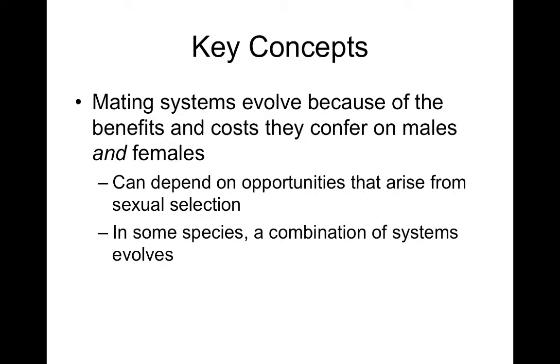All right, so these systems are in flux. They can evolve because of the benefits and costs they confer on both males and females, and they depend on the opportunities that arise from both sexual selection and the underlying ecology of the species. And in many species, there's really a combination of systems.